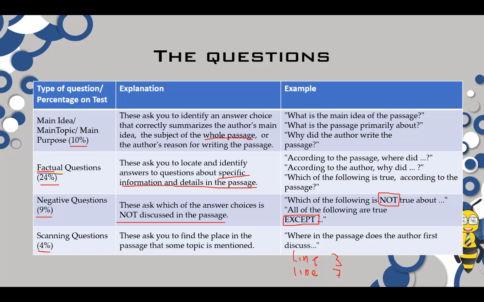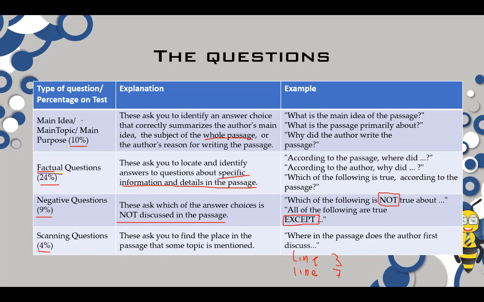Number three, we might also find negative questions, which are questions about statements that are not discussed in the passage. And finally, there are scanning questions, 4% of the questions, where you just have to identify a word in the passage or a paragraph.